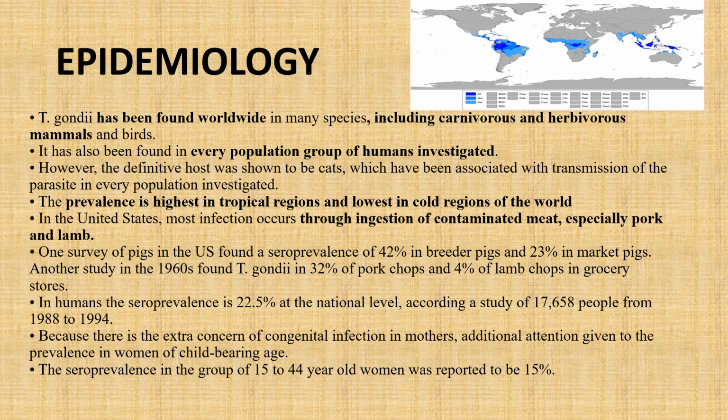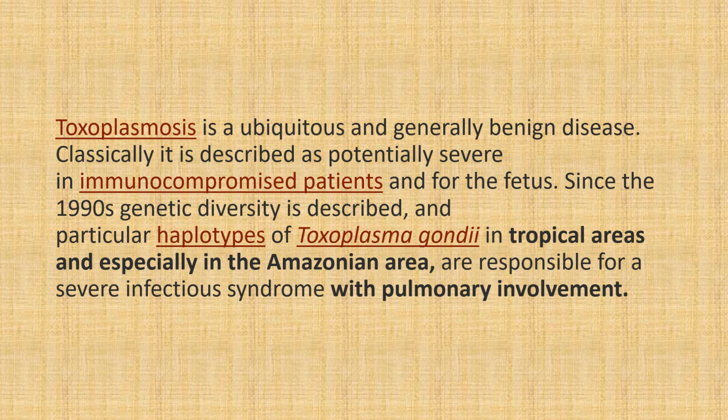और United States में इसकी जो एक ट्रांसमिशन है या इसकी जो एक सोर्स है, that is basically undercooked or raw pork and lamb. Again, in this slide we have solidified the idea that it is found very commonly in the tropical areas, particularly in the Amazonian area. और यहाँ पे जो ये severe infectious syndrome cause करता है, उसमें lungs की involvement is quite substantial.